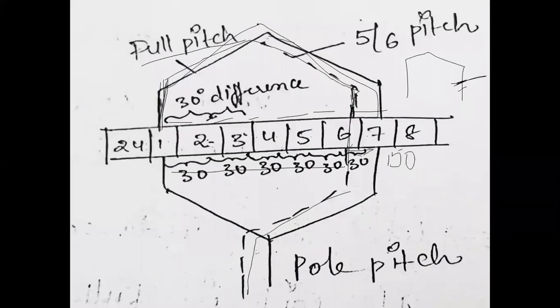But full pitch means what? If the difference is 180, that is called full pitch, right? Now, what is short pitch? If the difference is less than 180, it is called short pitch. So how much difference? 30 degrees. What is the formula? See here, 1, 2, 3, 4, 5. The total should be 6 difference, but only 5 is there. So 5 by 6 pitch is called short pitch.